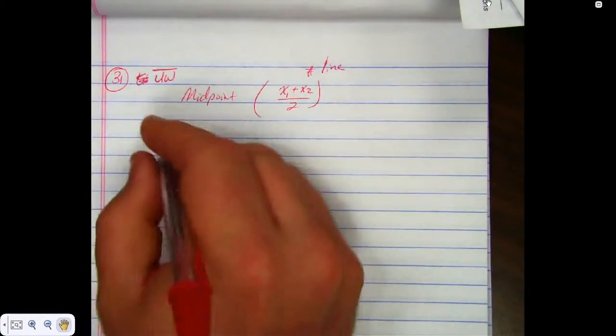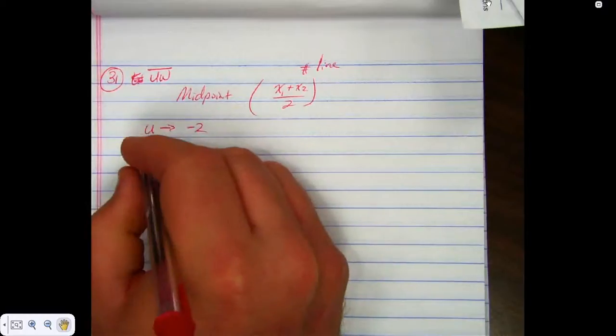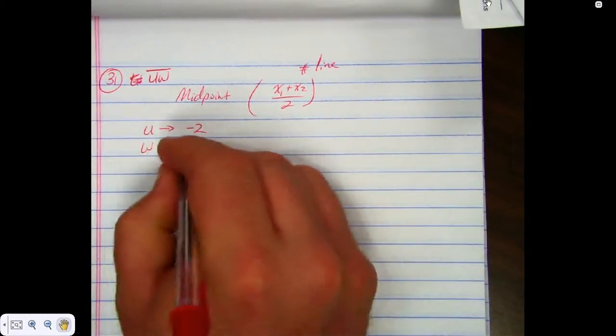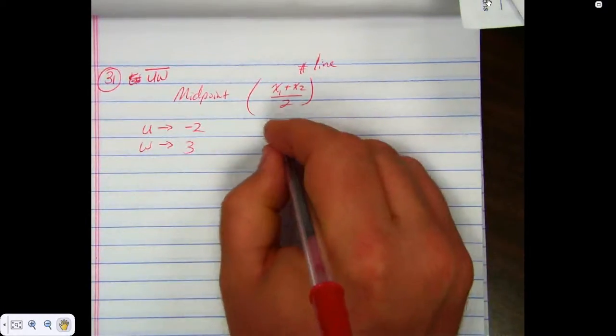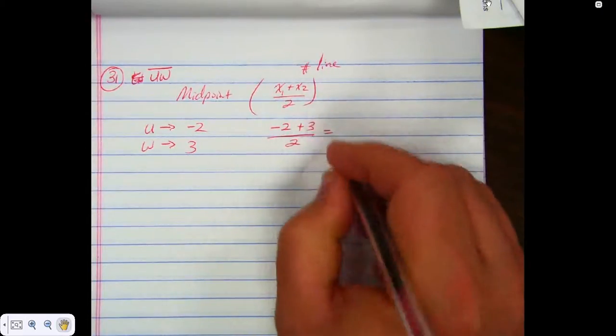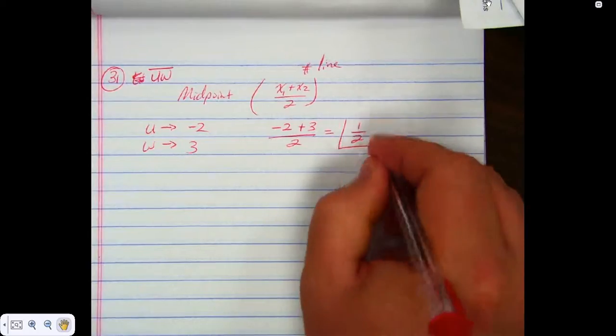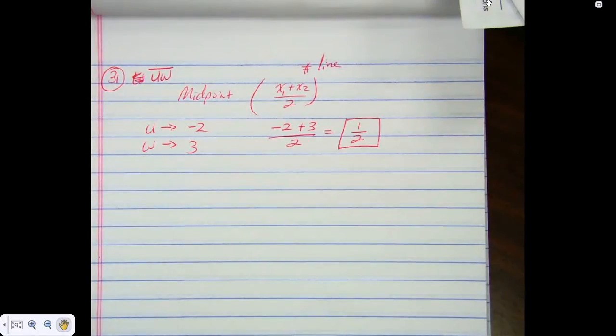So what are the coordinates for U? -2. What are the coordinates for W? 3. So what I do is I do -2 plus 3, all of that divided by 2. As a result, I get 1/2. So that is the location of the midpoint right there.